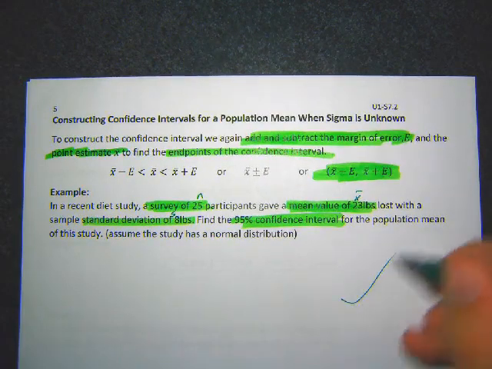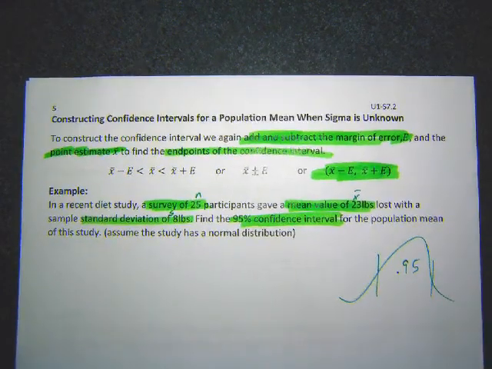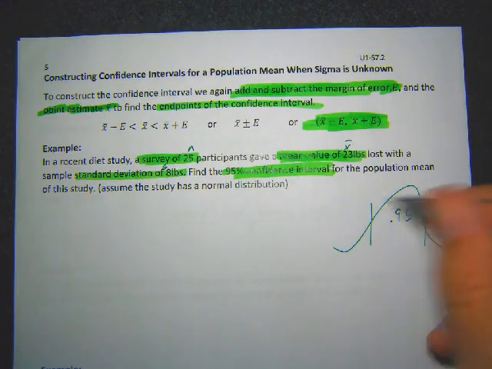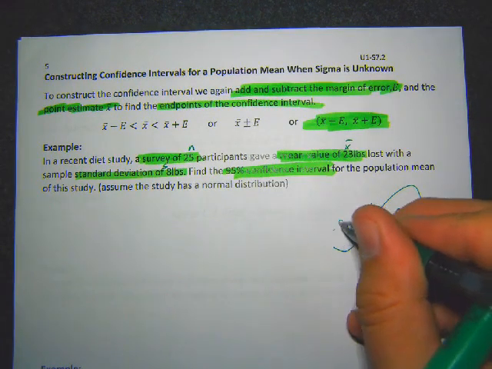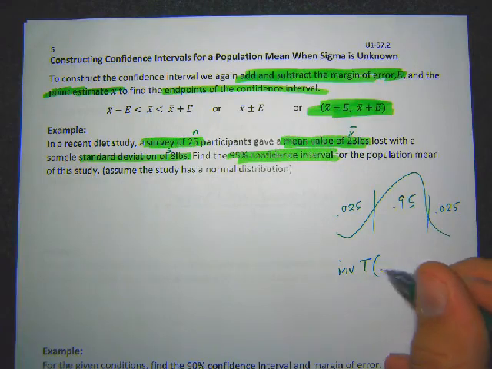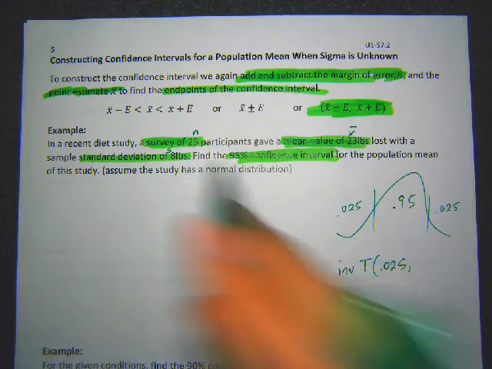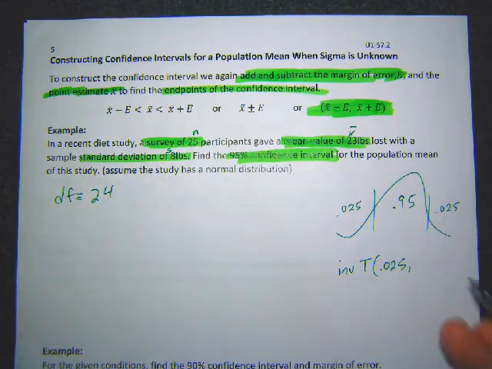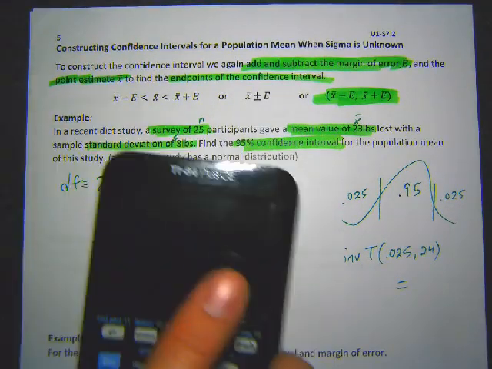So when we do our confidence distribution, we're thinking that in the middle here we have 0.95. Now to find critical values like we've been doing, remember there's 95% in the middle, there's 5% between the two halves, so they end up being 2.5%, so 0.025 in both the tails. So if you wanted to find the critical value, you'd do inverse t of 0.025, and then the degrees of freedom. What's the degrees of freedom? Well, because there's 25 sampled, degrees of freedom is going to be 24, because it's one less than the number sampled. And that would give you your critical value.